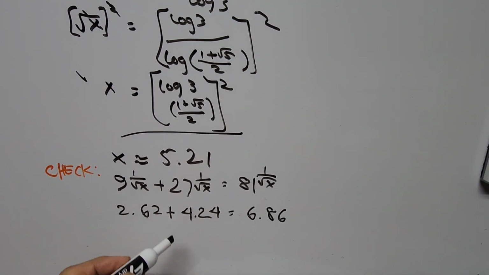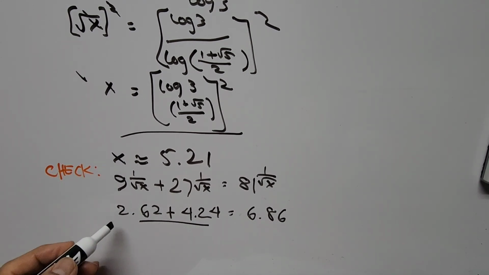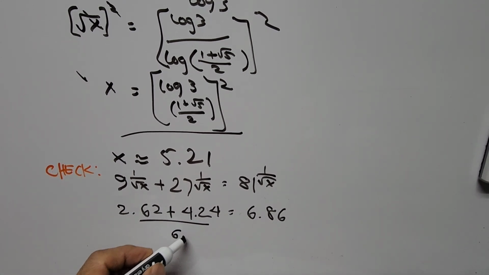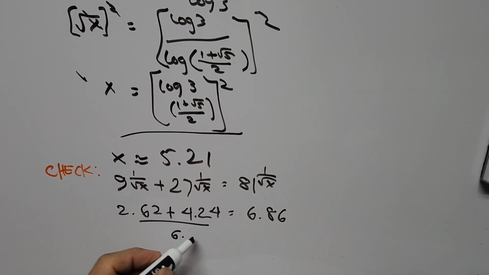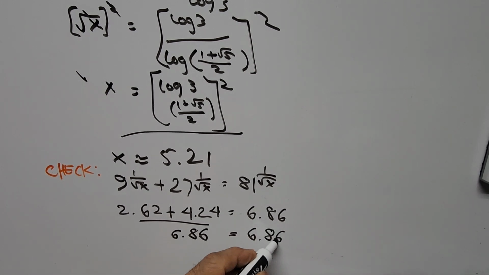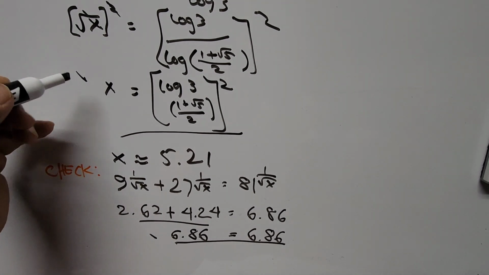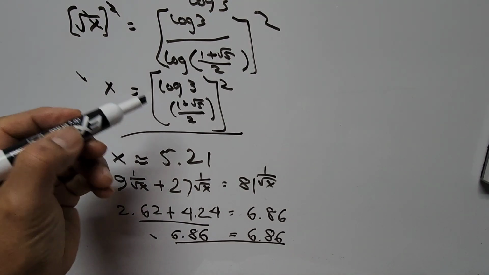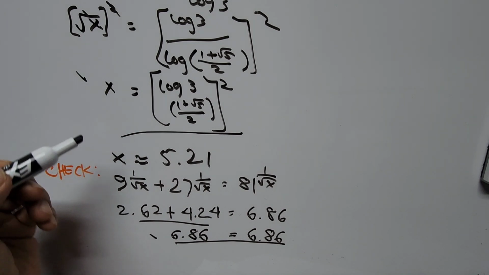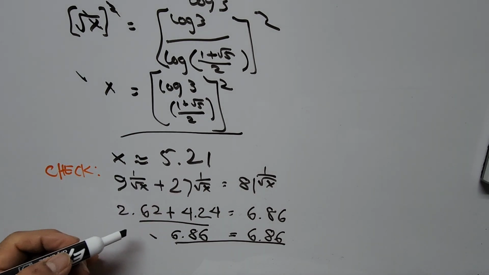Summing up the left-hand side, 2.62 plus 4.24 is 6.86. So the left-hand side is equal to the right-hand side, 6.86. This confirms that the value of x that we got is correct. The value of x here is in the exact form, and x has the approximate value of 5.21.